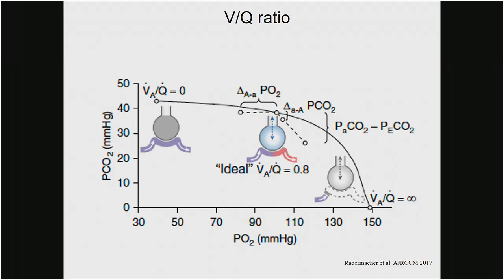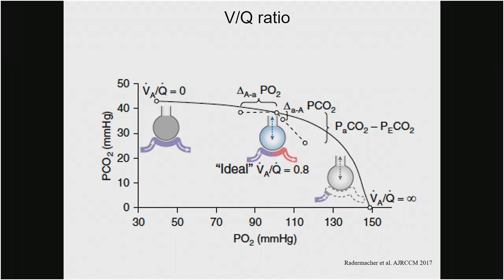So the ideal VQ relationship, as you can see in the middle here, is about 0.8, which corresponds to the ventilatory ratio, the respiratory quotient. So the amount of oxygen and CO2 that are optimally exchanged in our lung in a healthy condition.